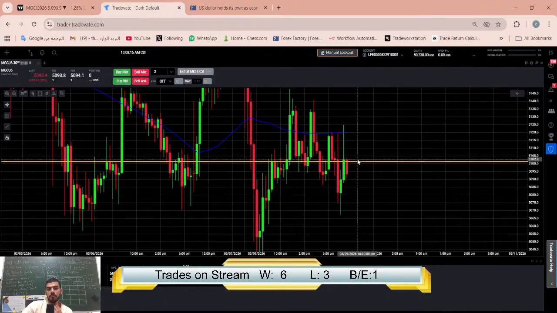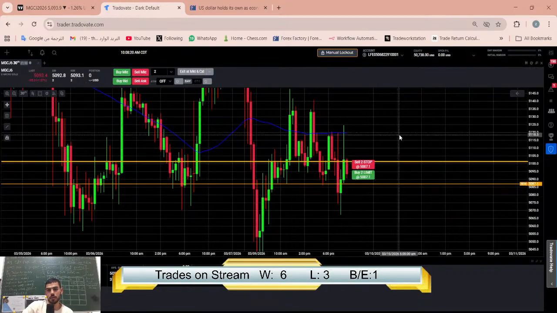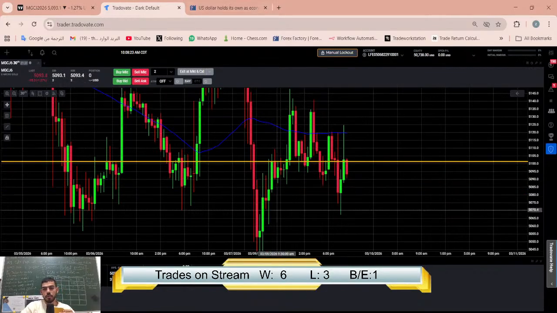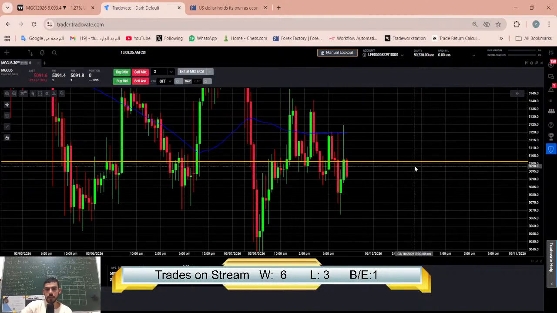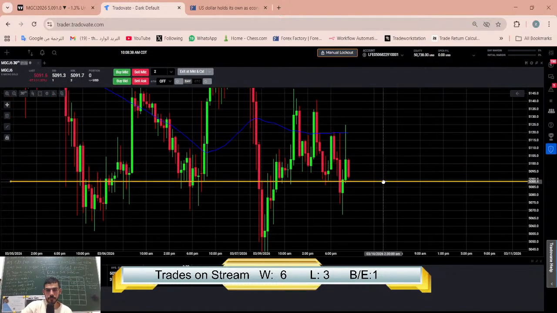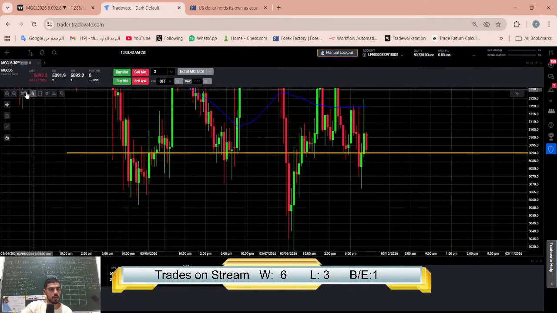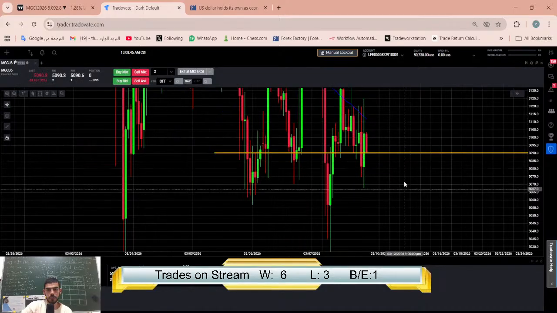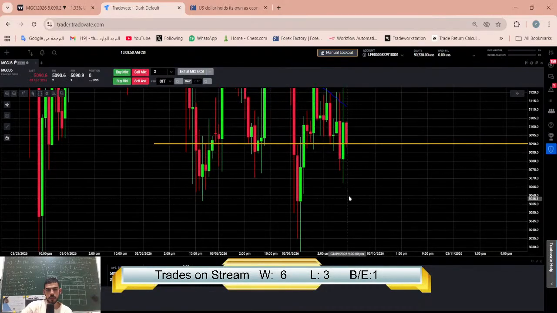So the buys will be invalid in case we broke this candle low. If we broke this candle low, the buy will be invalid and we cannot take any more buys. Yep, it looks like it wants to move to the downside. If it can close below this area right here, I believe it would be a clean move for sells.